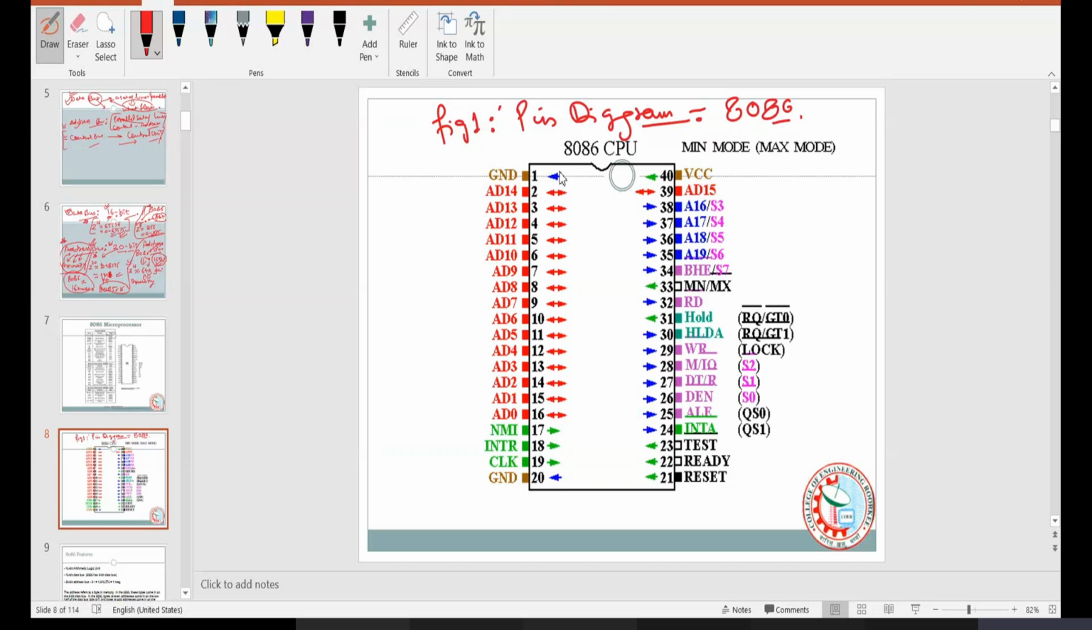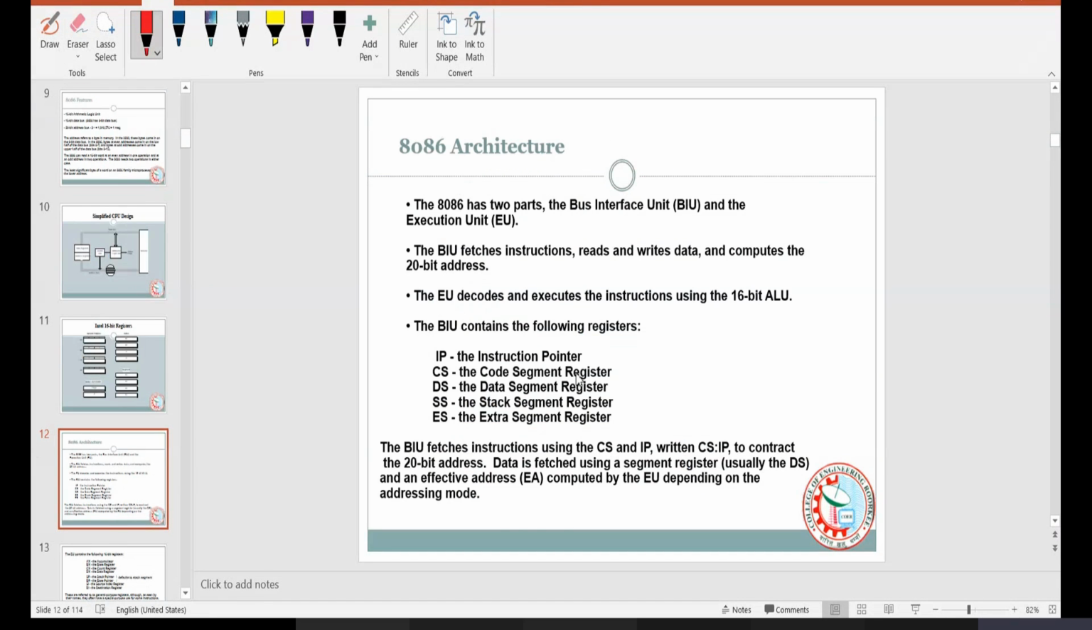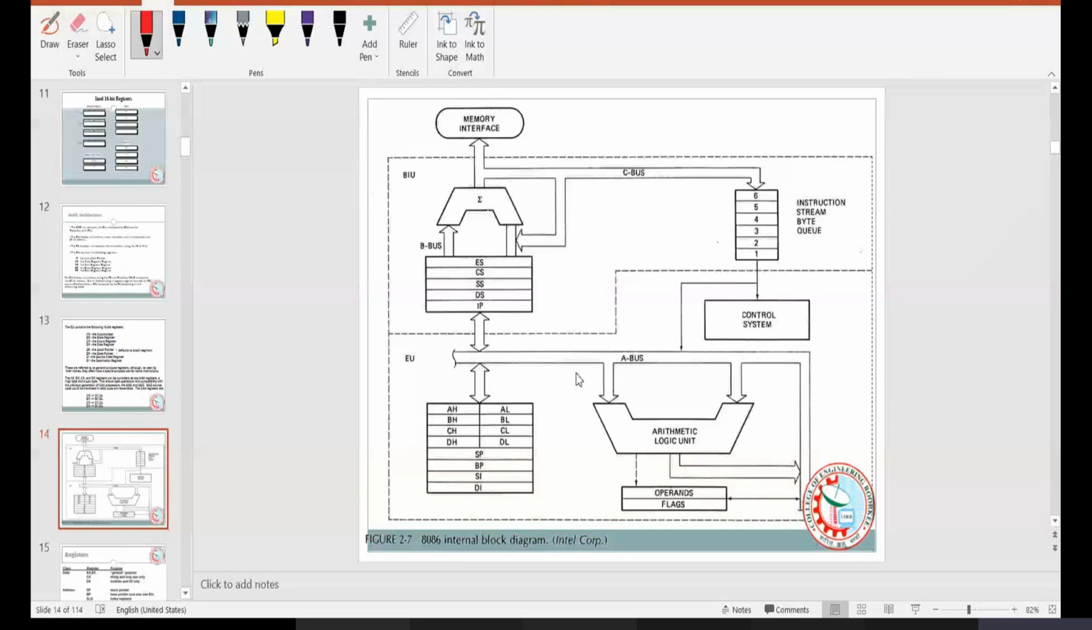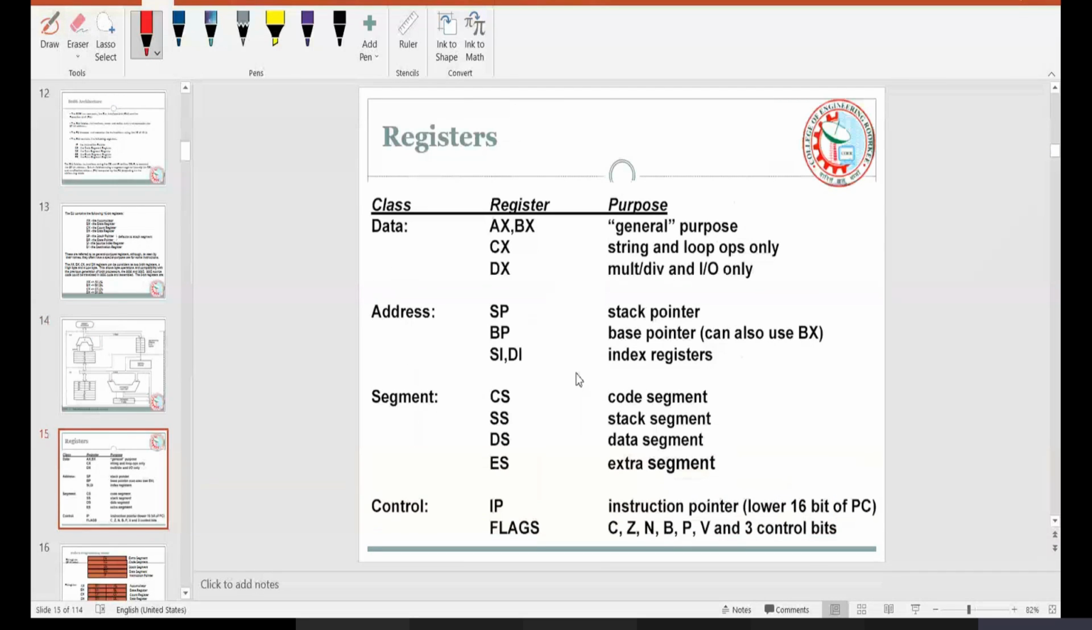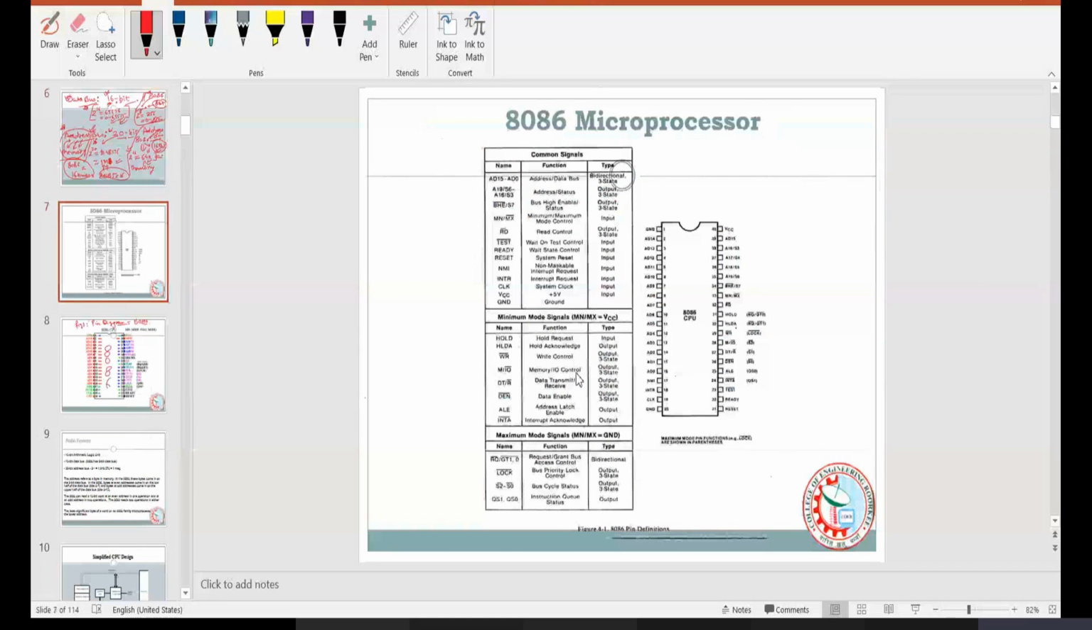Fine, so let's write it like this. This is your 8086. After the pin diagram, the next thing we'll be studying is the architecture of the 8086 microprocessor, and then the details of the operational part and other things.